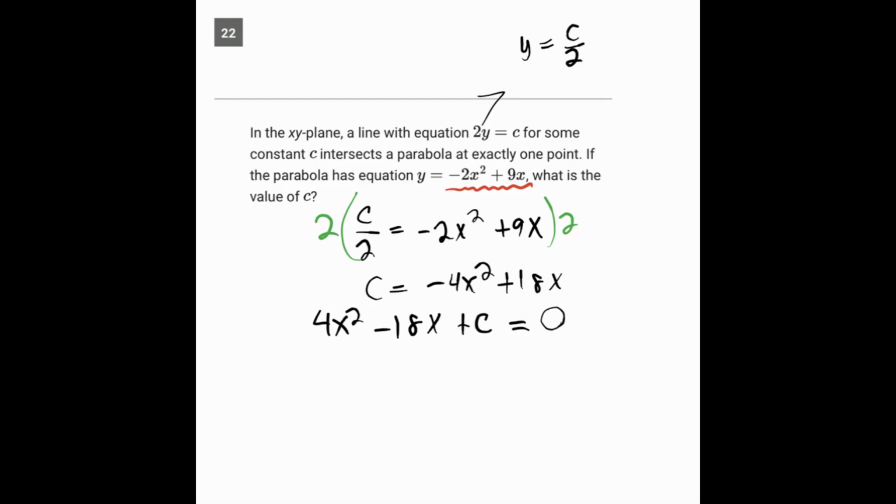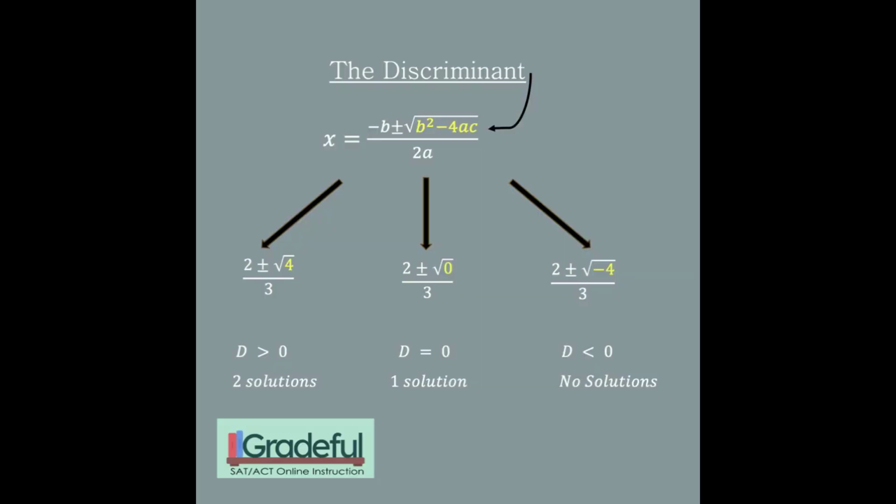And from here, we have to have noticed the all-important clue that this is happening at one point. In other words, there's one solution, and the number of solutions for a quadratic is a reference to the idea of the discriminant. So the part under the radical is called the discriminant in the quadratic formula, which you should know by heart. And if the discriminant is positive, 0, or negative, you have different numbers of solutions. If it's positive, if you solve this out, you'd get 2 solutions. If it's 0, if you solve that out, you'd have only 1 solution, just 2/3. And if it's negative, no solutions, a negative under a radical.